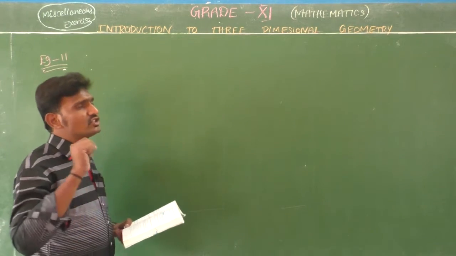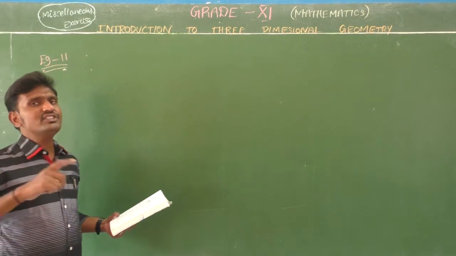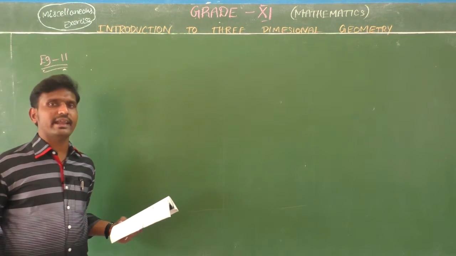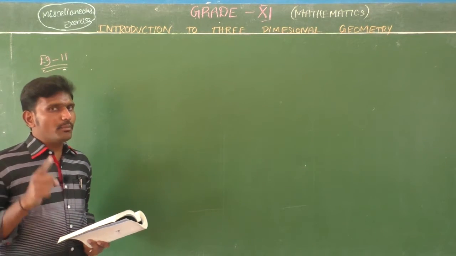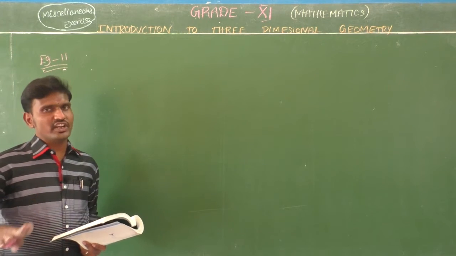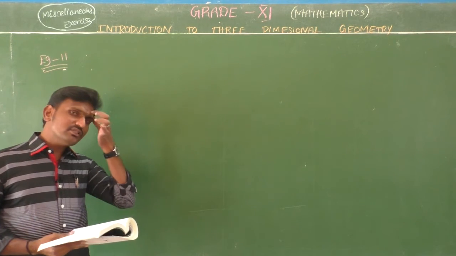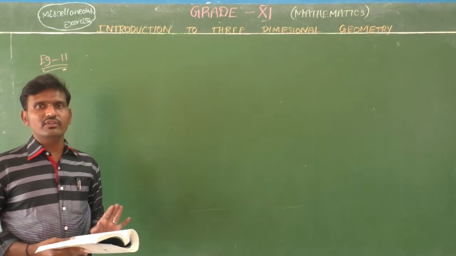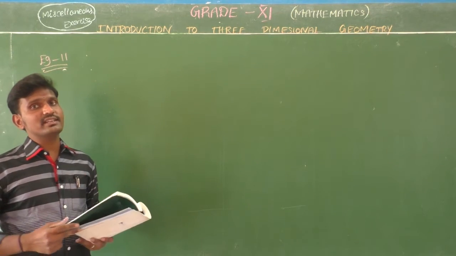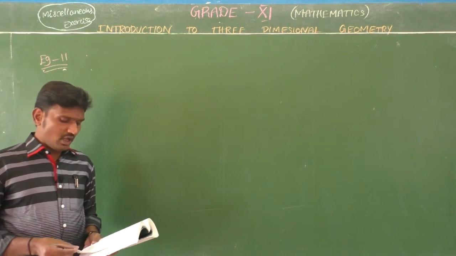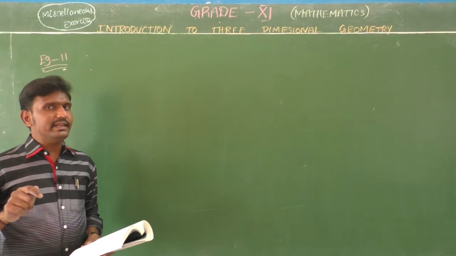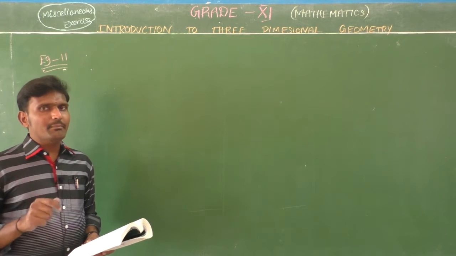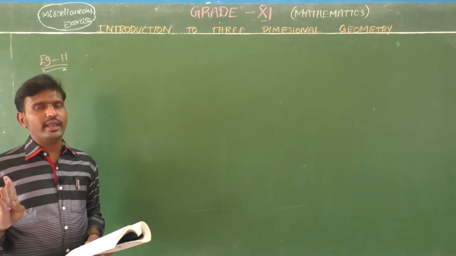Before that we should know how to differentiate between a parallelogram and a rectangle. The common properties of a rectangle and a parallelogram are that it is a four-sided polygon, opposite sides are equal, and diagonals bisect each other. But one more thing is very important: in a rectangle all the angles should be 90 degrees, but in a parallelogram we are not taking it like that.